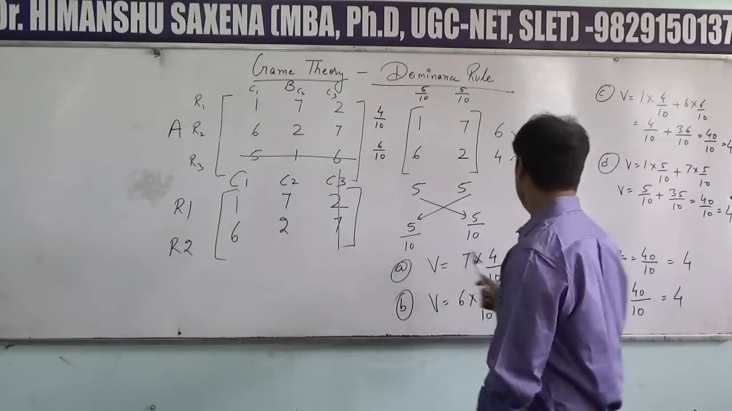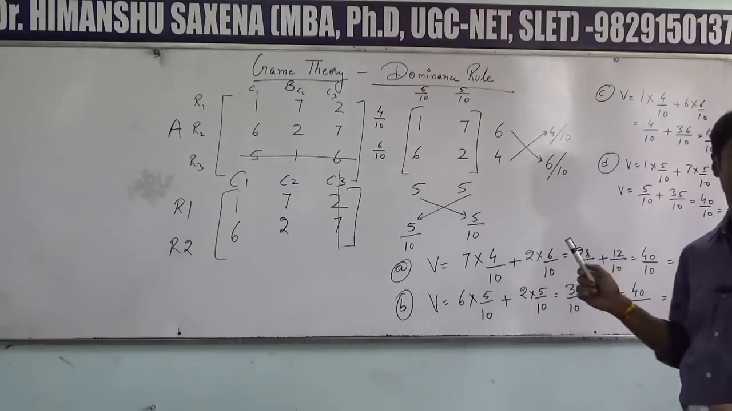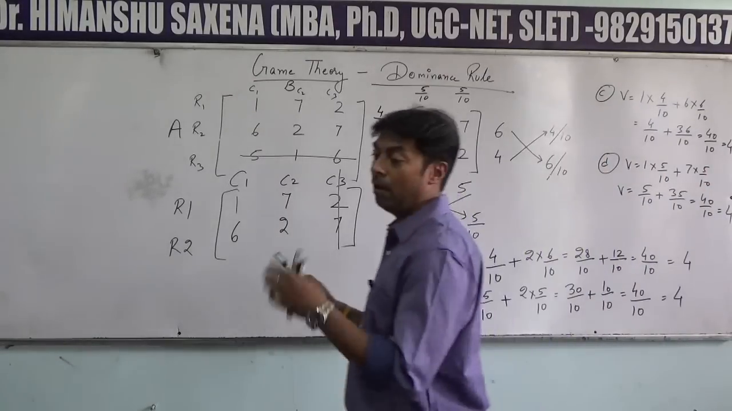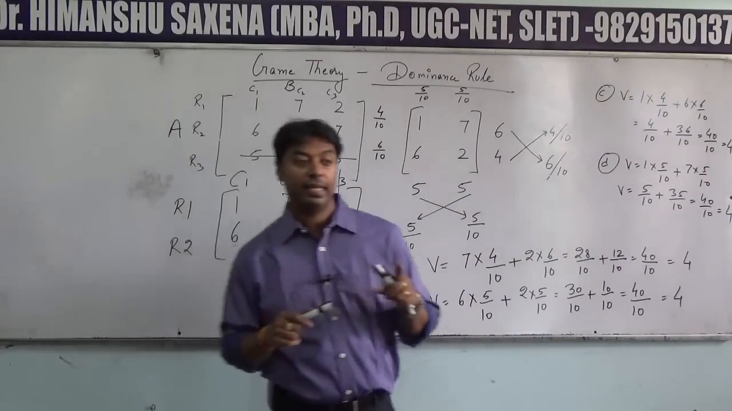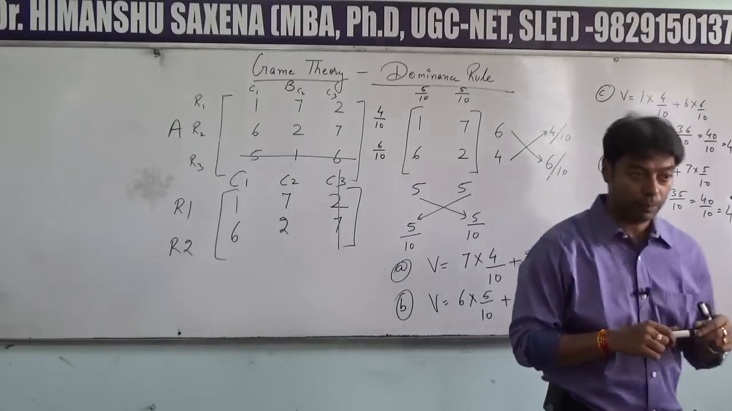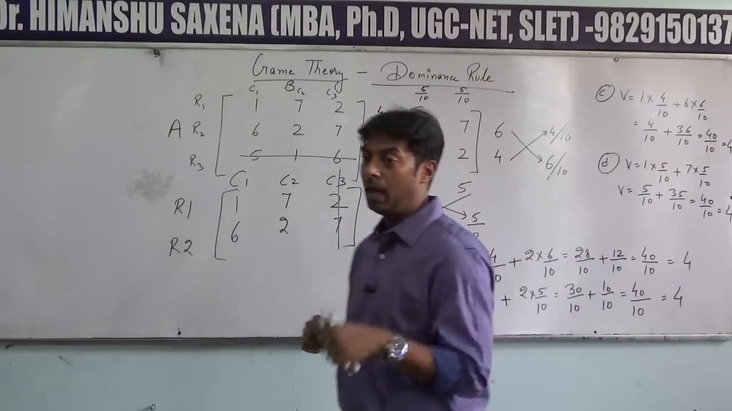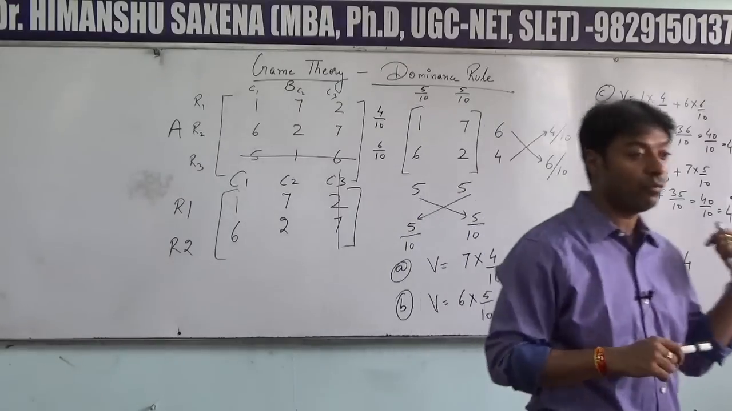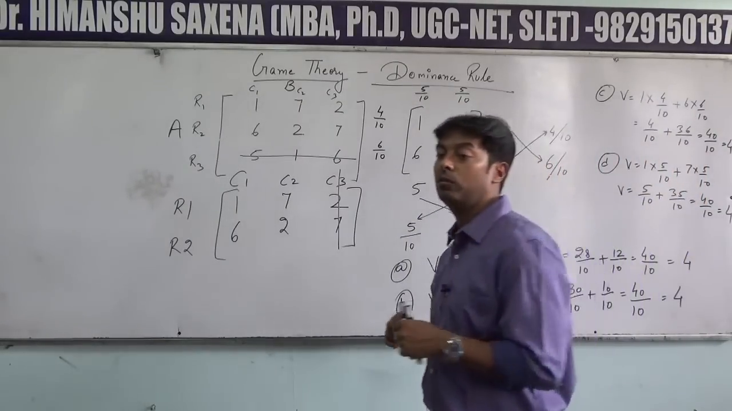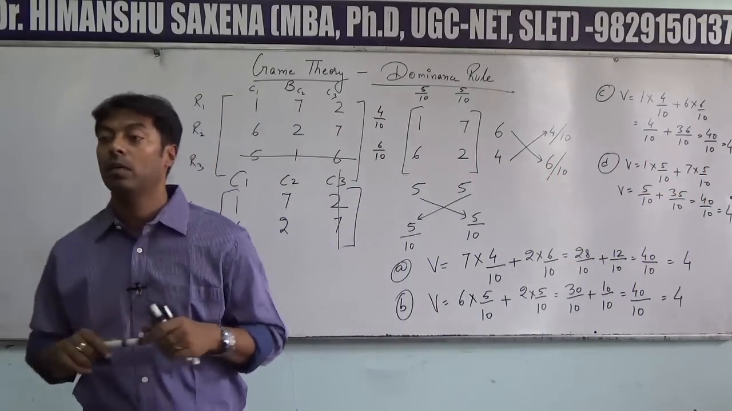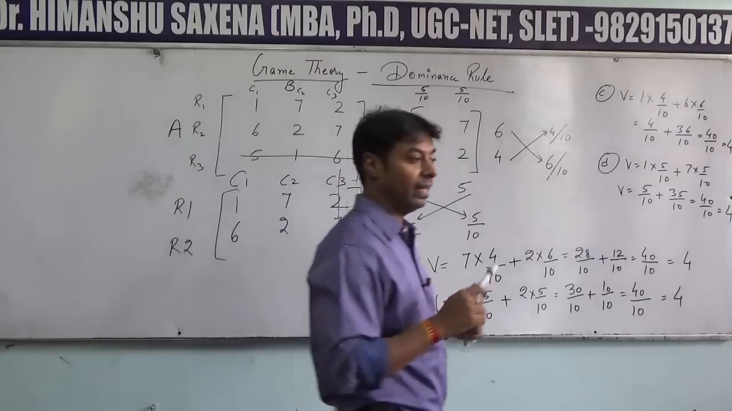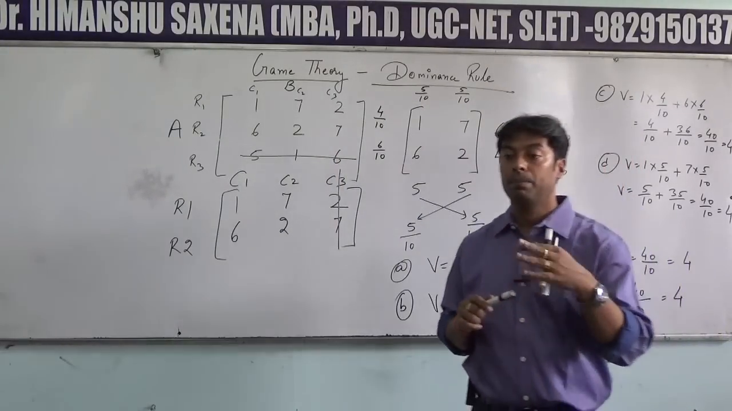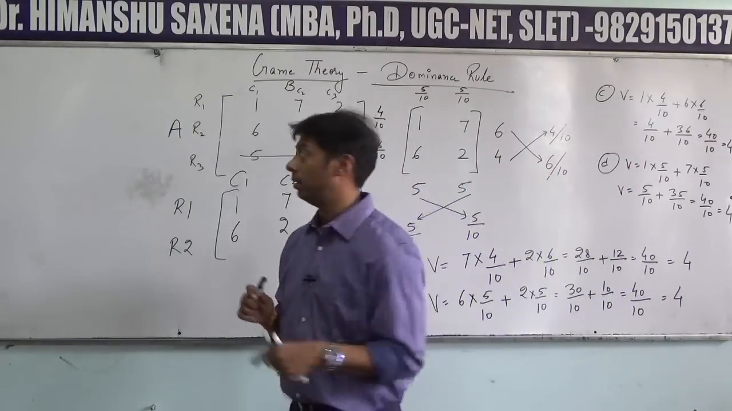Right? This simply means that player A is winning by 4 rupees. Positive values indicate profits for the row player. Had the answer been negative, in that case B would have been winning the game, because positive values indicate profits for the row player and negative values indicate profits for the column player.